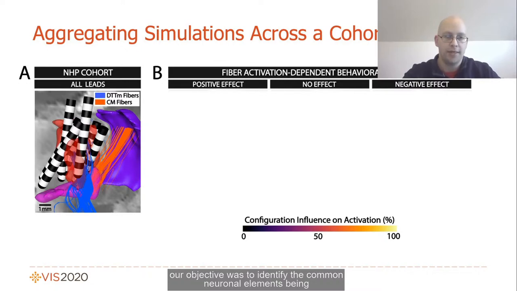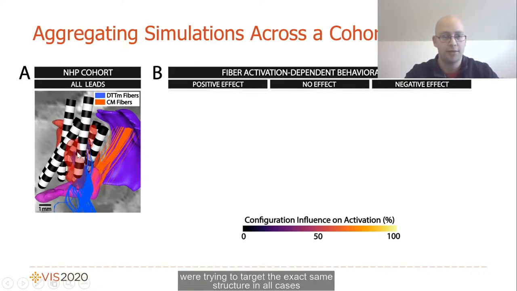Our objective was to identify the common neuronal elements being activated across all subjects and all stimulation configuration settings. On the left, you can see all of the implanted leads across the entire non-human primate cohort, which are quite variable, even though we were trying to target the exact same structure in all cases.